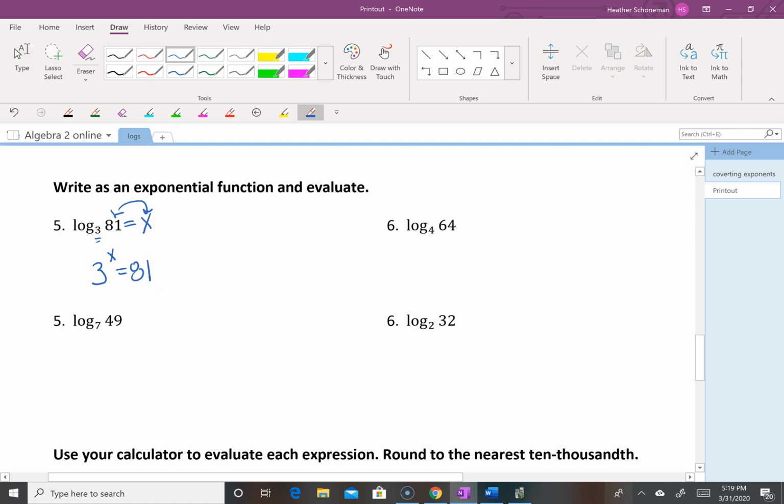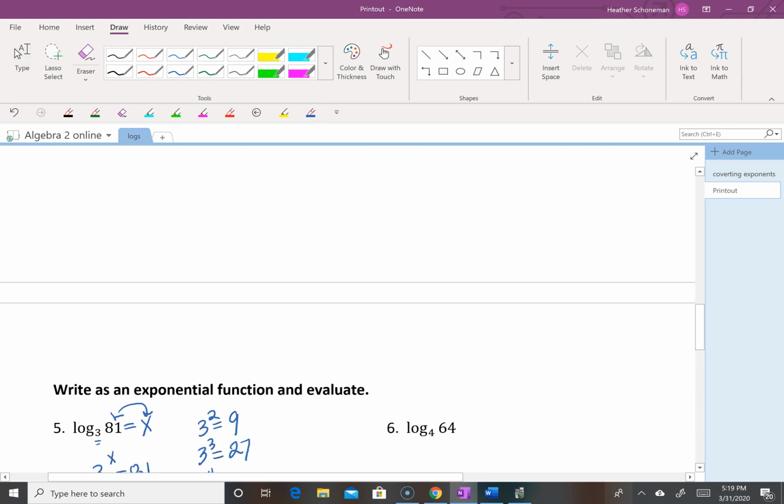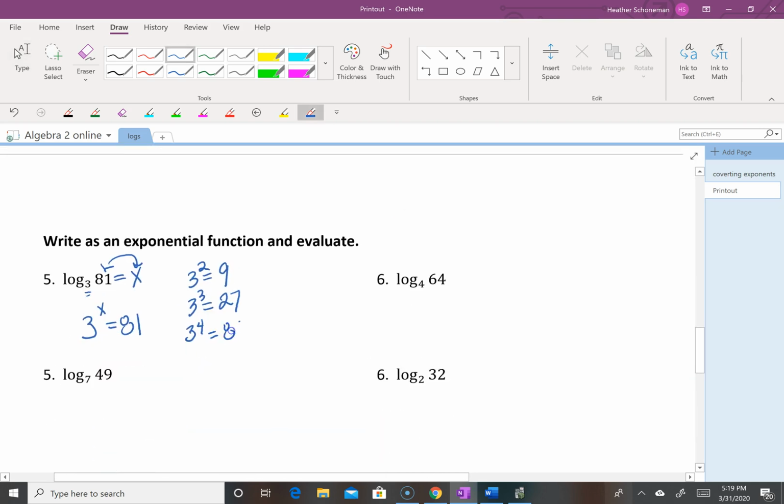Well, now you just kind of have to reason through it. Let's see. I know 3 squared is 9. That can't work. 3 cubed is 27. That can't work. So 3 to the 4th, oh, I'm not sure. Look at my list. Oh, 3 to the 4th. Yep, it's 81. Now, if you just knew it was 3 to the 4th, you can jump right to that answer. So the faster you know these, the less you're going to have to think through in your head and try and evaluate. So our final answer is that x equals 4. So if we were to evaluate log base 3 of 81, our answer is 4.